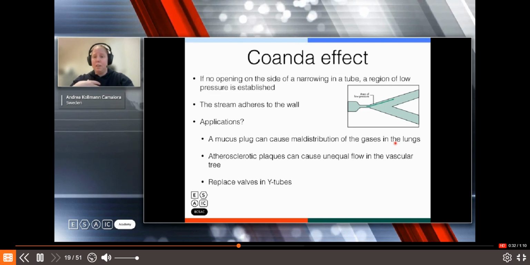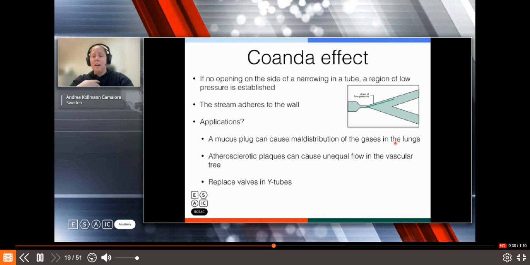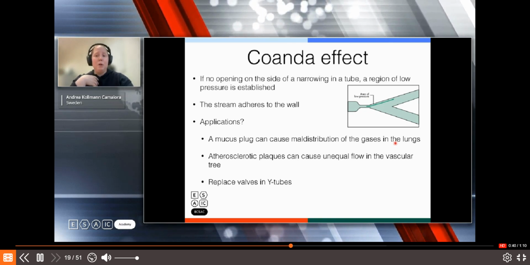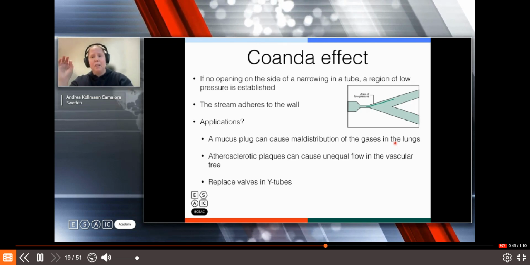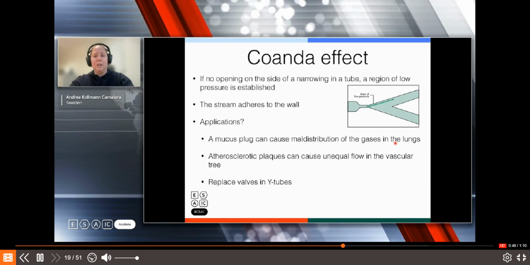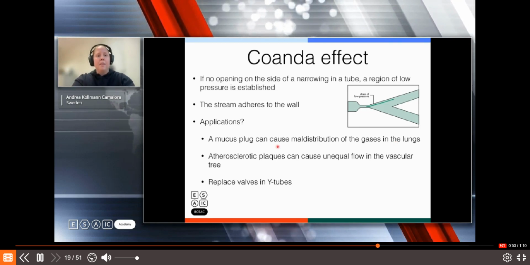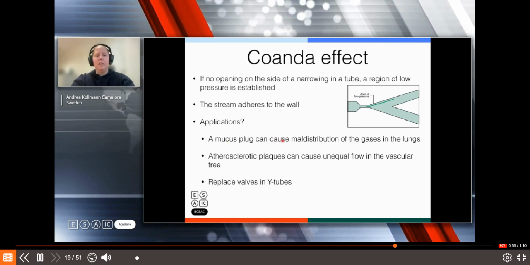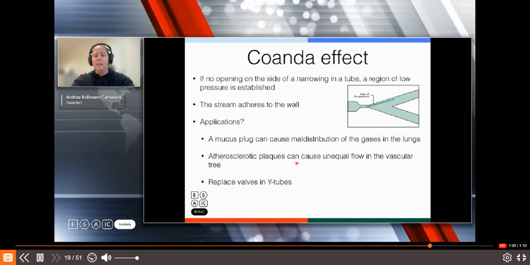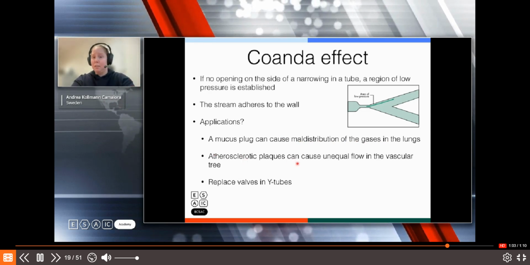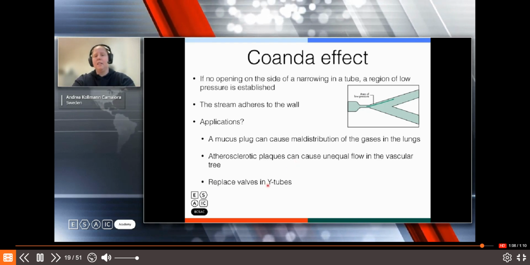And I have read about a case where they created a uni-lung ventilation when the tube was perfectly placed above the carina. So the tube was perfectly placed, but there was a mucus plug, and that created a uni-lung ventilation without total blockage of that lung. So applications are: mucus plugs that can cause maldistribution of the gases in the lungs, and atherosclerotic plaques that can cause unequal flow in the vascular tree, and you can get a stroke.